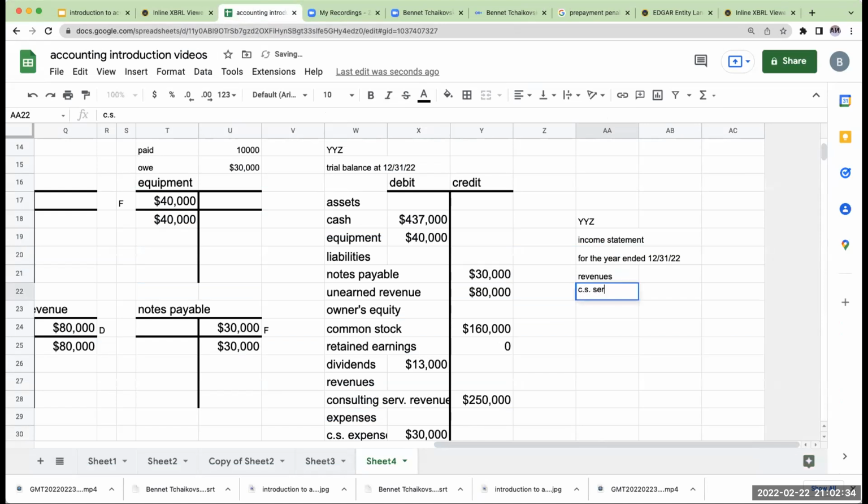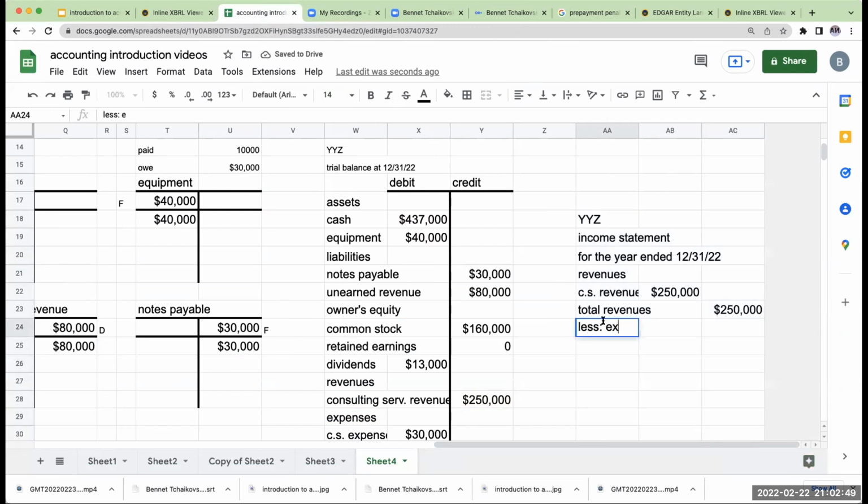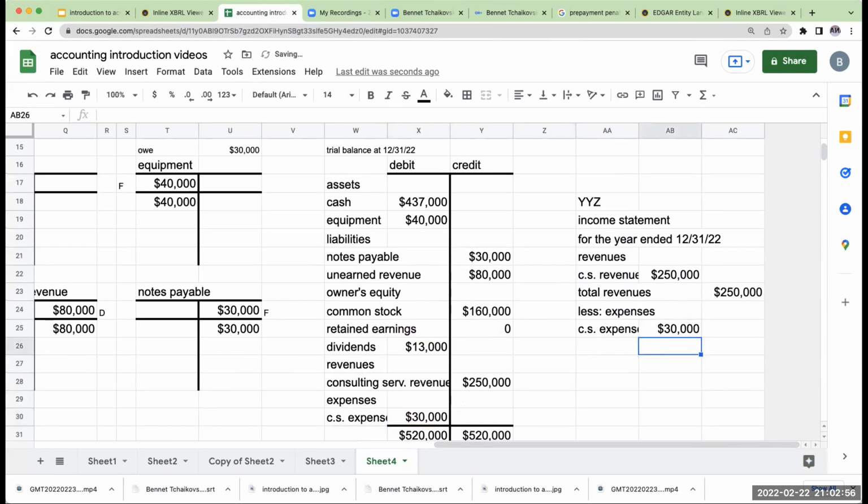We're going to have consulting services revenue. Right over here was $250,000. So my total revenues are going to be $250,000. From that, I'm going to subtract my expenses. Less expenses, I have consulting services expense. This is going to be for $30,000. So my total expenses are going to be $30,000. So if I earn $250,000, my costs were $30,000. My net income is going to be $220,000.